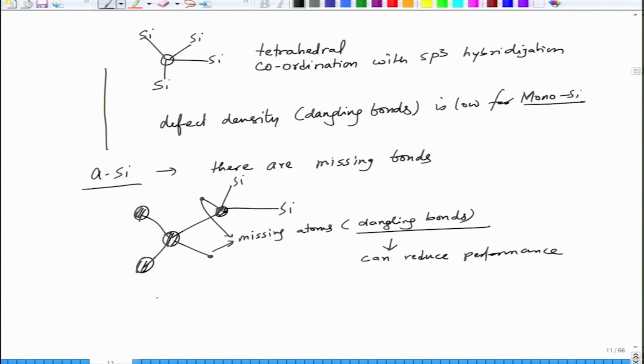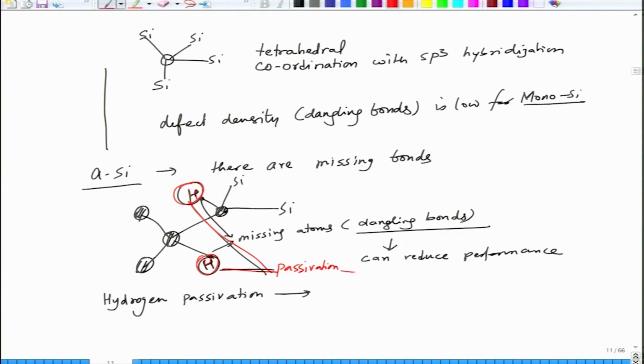So, what we do in silicon is hydrogen passivation, by exposing silicon to hydrogen. That is why extra hydrogen is put in during manufacturing. Hydrogen passivation creates these hydrogen bonds. So, these hydrogen atoms at these places lead to passivation, and as a result they reduce the defect density. So, hydrogen passivation basically reduces defect density, and this improves the performance.